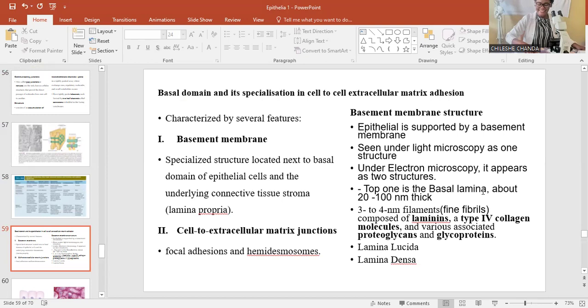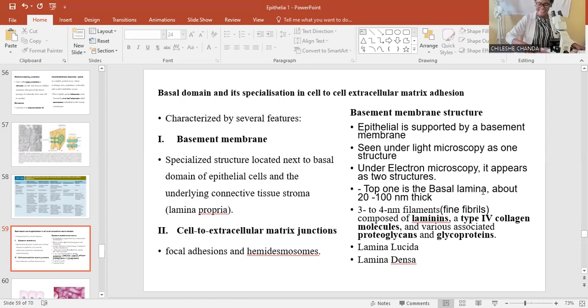All right, now when you look at this basement membrane under a microscope, like I said, you're going to see that it is just one layer under a light microscope. However, when you use an electron microscope, you're going to see that it has two layers.